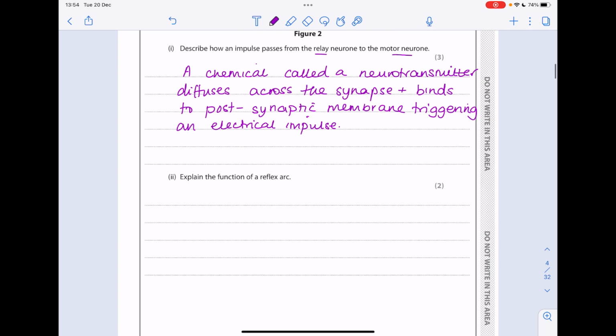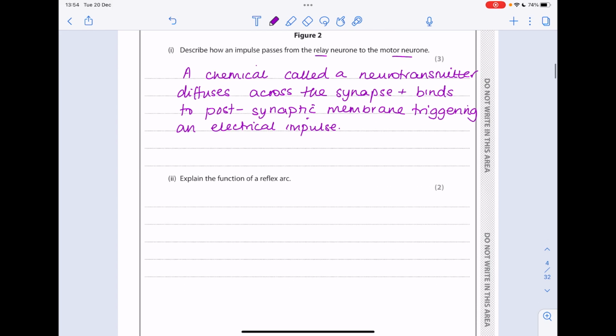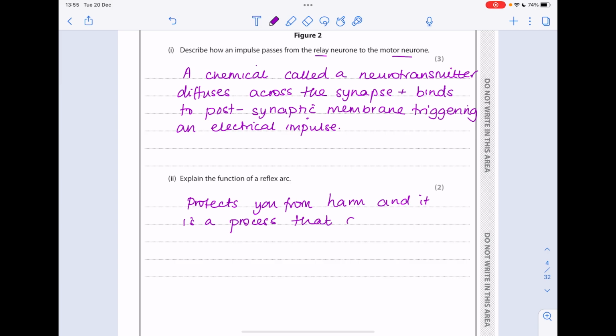Explain the function of a reflex arc. Well, it protects you from harm, and it is a process that occurs in response to danger. So there's no conscious input from the brain, so you don't have to think about it, which is a good thing because that means it's faster.